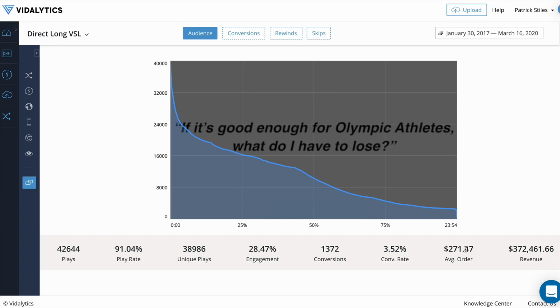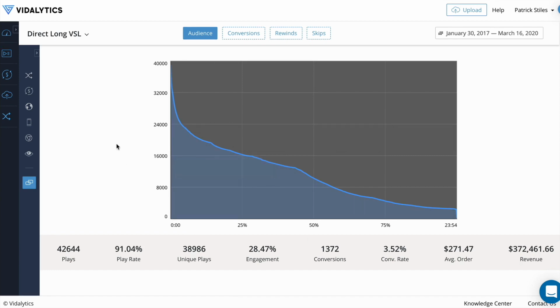And you can pass a dynamic value from your shopping cart, your e-commerce platform into Vidalytics so that you can track this, or you can set up a default value for your conversions when you set up your conversion scripts, and then just total revenue. All right, so let's get into the stats here.